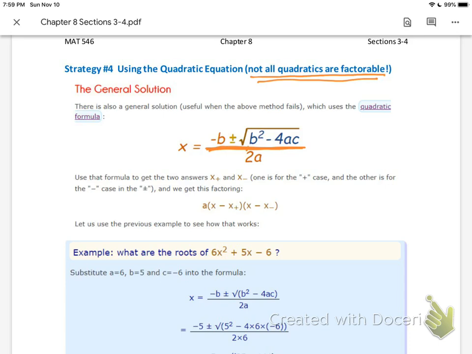So it goes on to say, use that formula to get the two answers, both x values, the plus and the minus. One is the plus case and the other is the minus case. And we get this factoring that way. So let us use the previous example to see how this works. Okay, so let's run through this. Maybe I'll go to the next page and run it through with them. So hang on, we'll go to the next page.